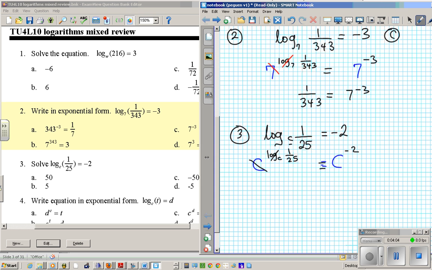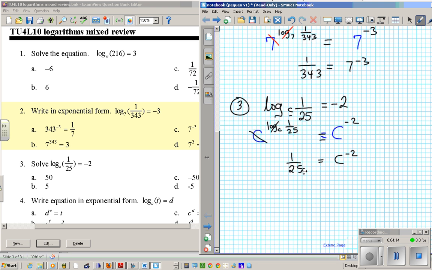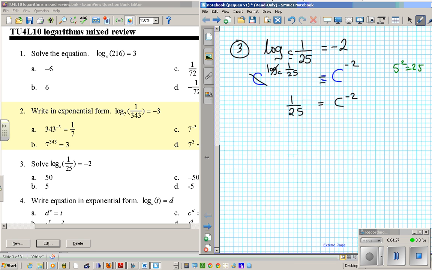This and this cancel out. So you have 1 over 25 equals C to the negative 2. Now what if I reciprocate this? Well, we can write 25 as a square, right? What square is 25? We know that 5 squared equals 25, right? So this is going to become 1 over 5 squared equals C to the negative 2. If I reciprocate this, this becomes 5 to the negative 2 equals C to the negative 2.